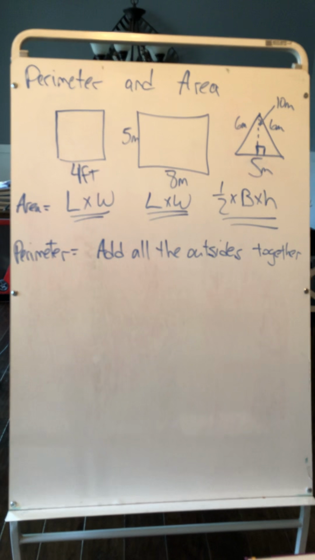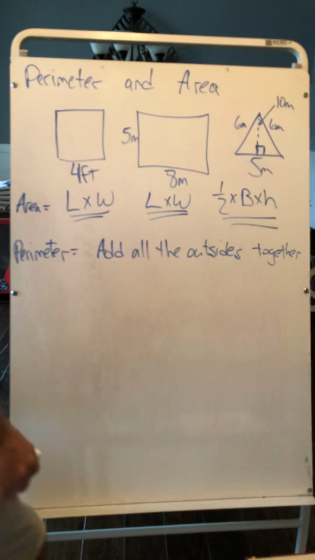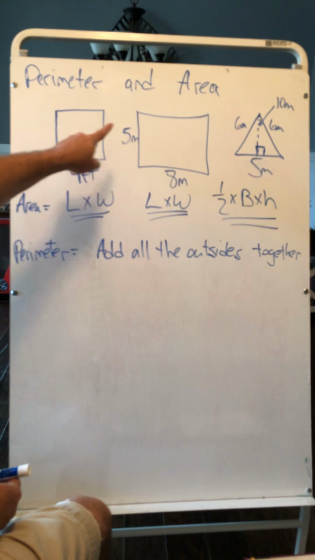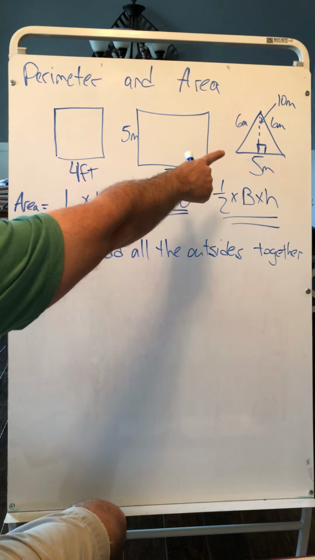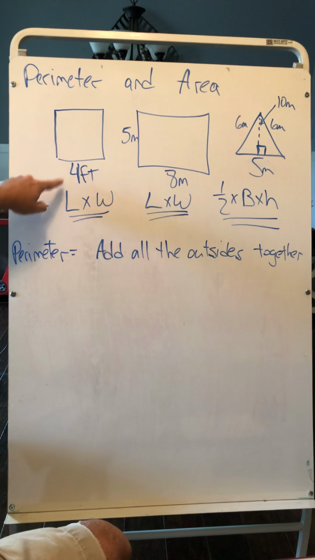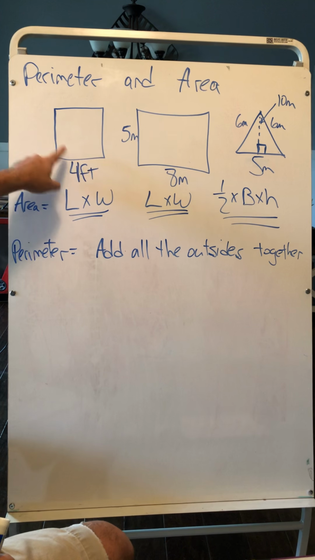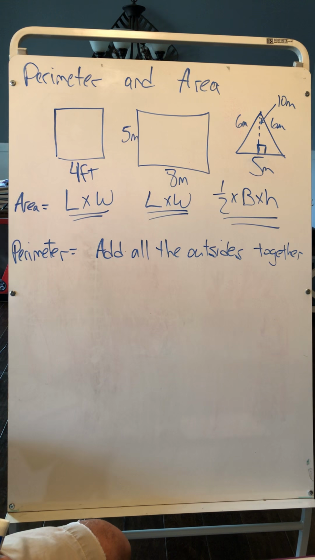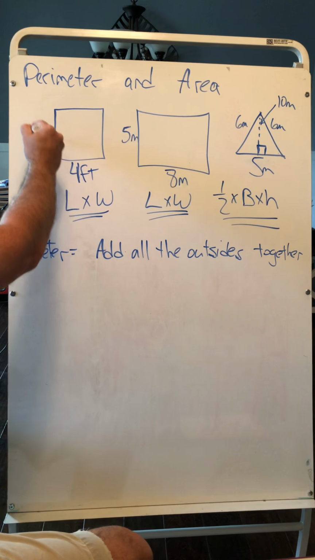Today we're going to talk about perimeter and area. So we're going to talk about three shapes today. We're going to talk about a square, a rectangle, and a triangle. Now when we talk about area, the area of a square is going to be your length times your width. And it doesn't really matter which one you say is length and which one is width. Now the good thing about a square is actually they're going to be the same.